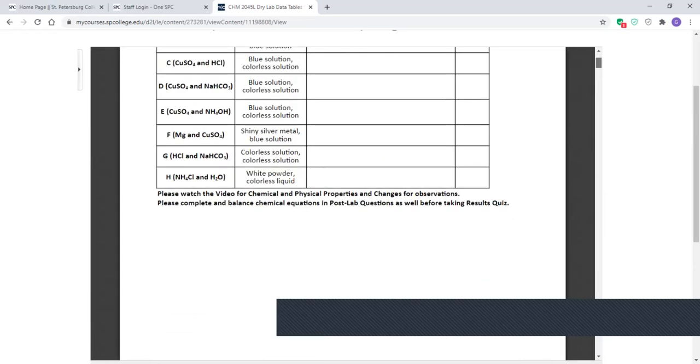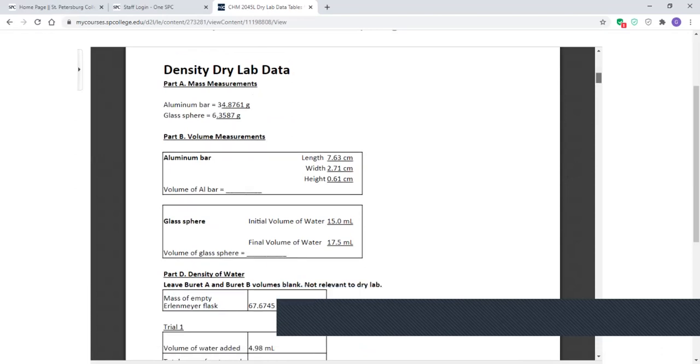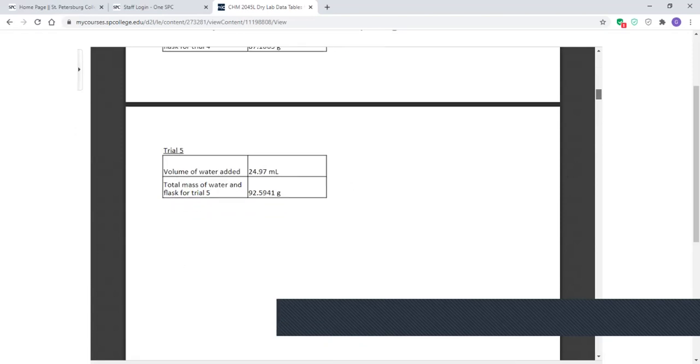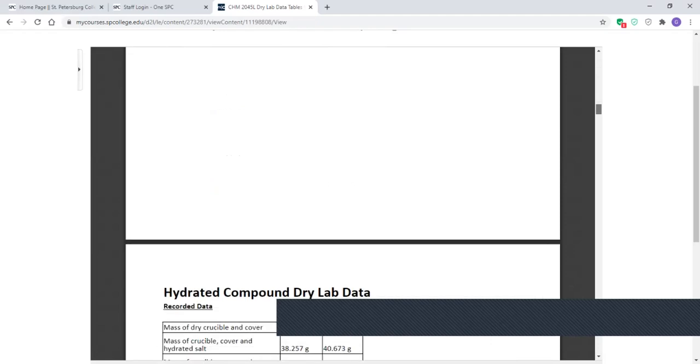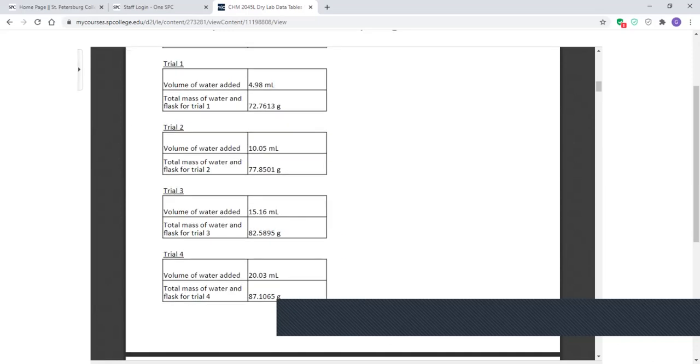So in any case, for example, in this first lab, you will get this information that you're going to have to put in. All the measurements you should have made, you will get. All the measurements you would have made had you been in the lab will be provided for you.